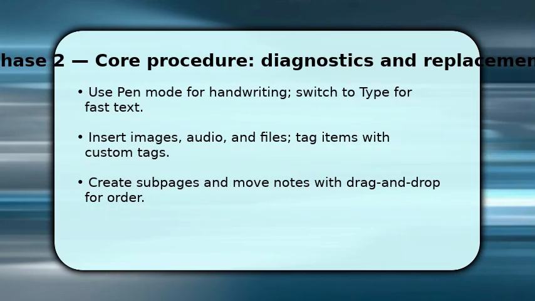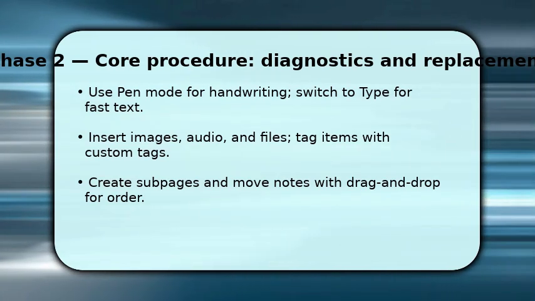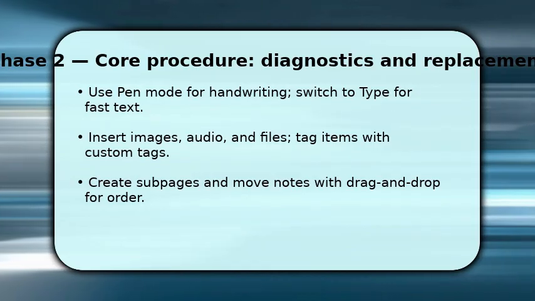Start adding content. Choose pen for handwriting or type to enter text faster. Pinch to resize ink and convert handwriting if needed. Insert photos, record audio, or attach files to keep everything together. Tag important items with custom tags like to do, question, or highlight so you can search later.